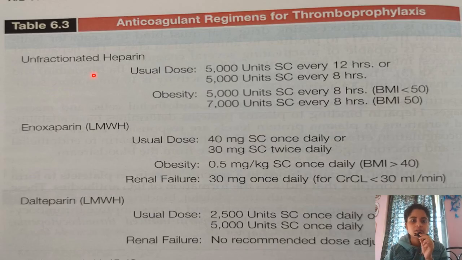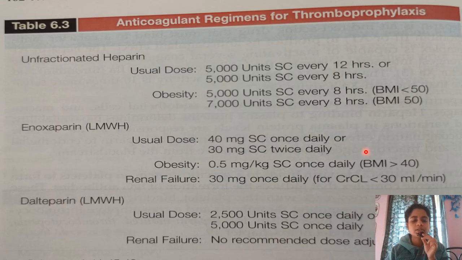So this is the dose of unfractionated heparin, enoxaparin, dalteparin in case of thromboprophylaxis. As I have told you, in unfractionated heparin we mainly give around 2,500 to 5,000 units subcutaneously every 12 hours or 8 hours. Means TDS or BD dose we mainly give because the duration of action of heparin is low as compared to LMWH. But LMWH you might have seen we give once daily, an OD dose, because its duration of action is longer. So in my next video I will compare both heparin and LMWH, so you will be able to understand more clearly about it.